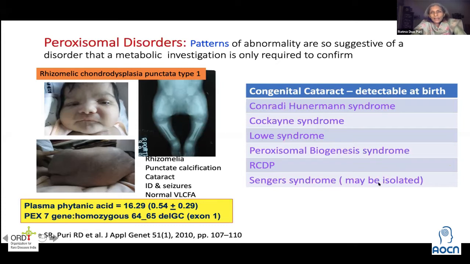Now, these are the cataracts which would be present at birth. So it would be the Conradi-Hünermann syndrome, which again would have some skeletal abnormalities, and there is asymmetry in these patients. Cockayne syndrome, which is a neurodegenerative disorder with multi-system involvement, severe failure to thrive, contractures at birth, and eye changes. Lowe syndrome, the peroxisomal biogenesis disorders, the RCDP I've talked about, and Sengers syndrome, which I'll talk about a little later.